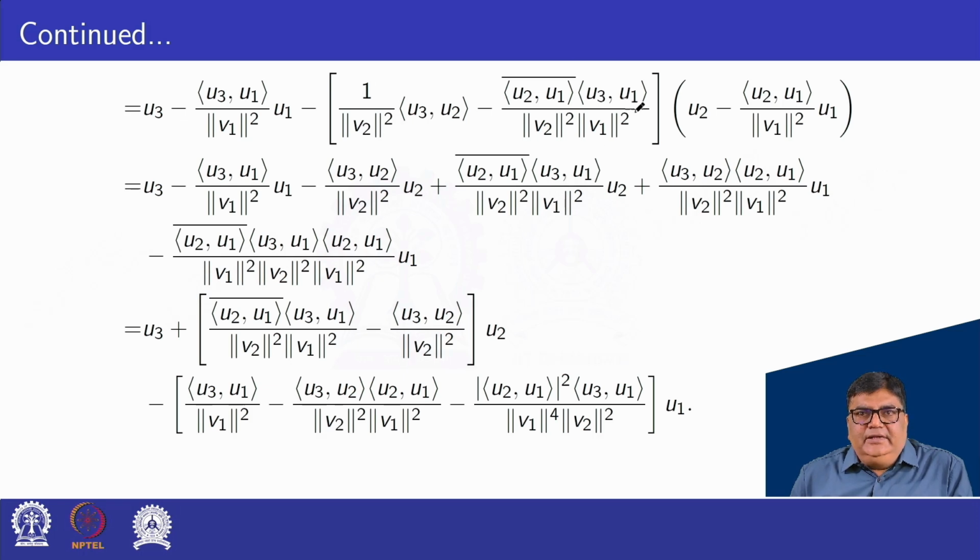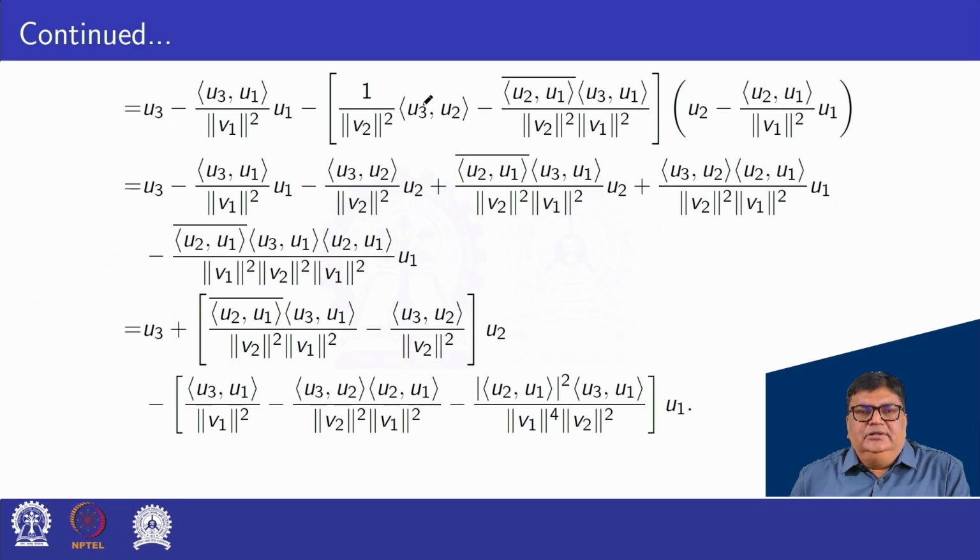Now multiplying this with this, we have U3 and this part, and this is also minus inner product of U3 U2 upon norm of V2 square into U2. Okay, multiplying this one, and this multiplying this, we have this one, and again this multiplying with this and this with this, we have this one. Okay, so this is simple calculation.